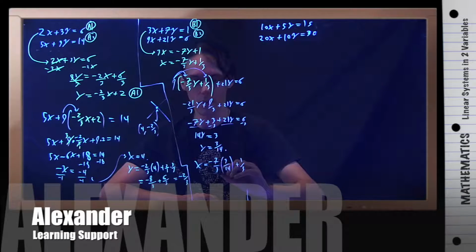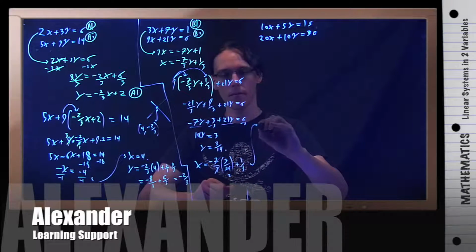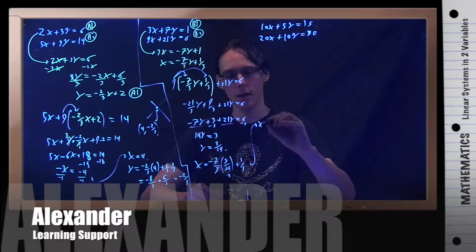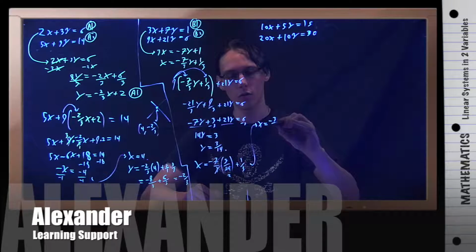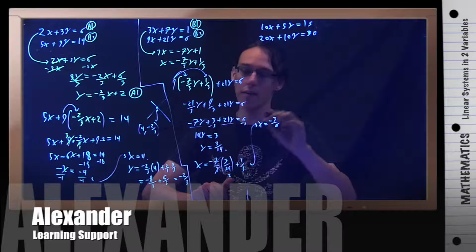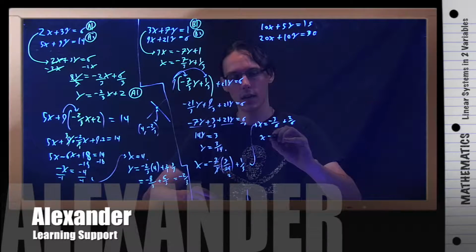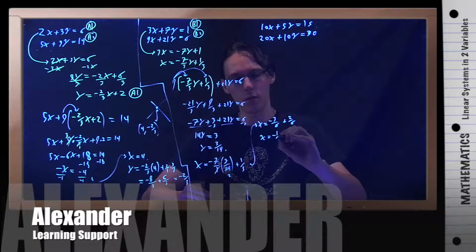Well, this simplifies a good bit. 3's cancel, the 7 cancels with the 14 and gives me a 2. So I've got negative 1/2 plus 1/3, which I simplify. X is equal to negative 3/6. Remember, the denominator needs to be the same. So 3/6 is the same thing as 1/2, plus 2/6 is the same thing as 1/3. And so I get x is equal to negative 1/6.